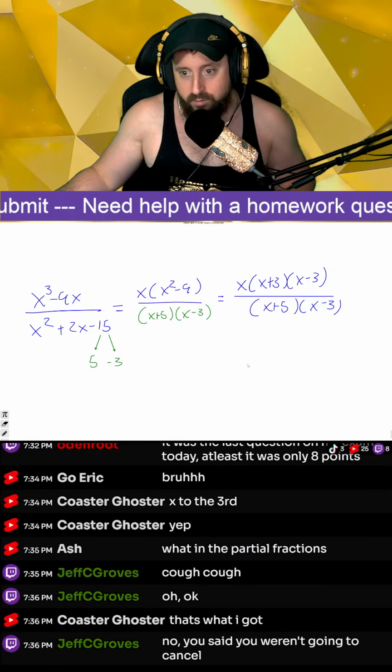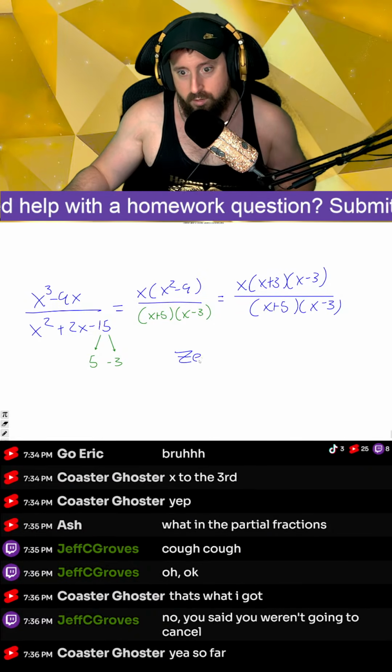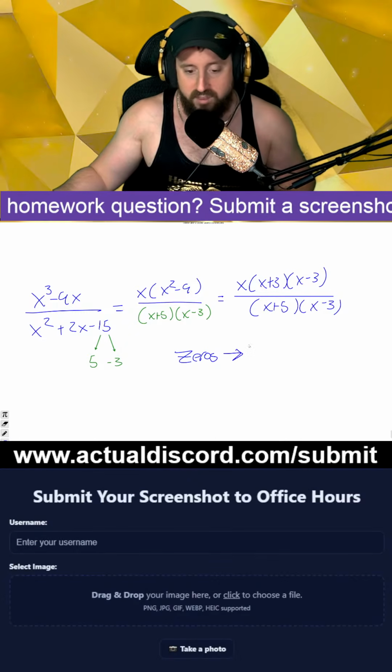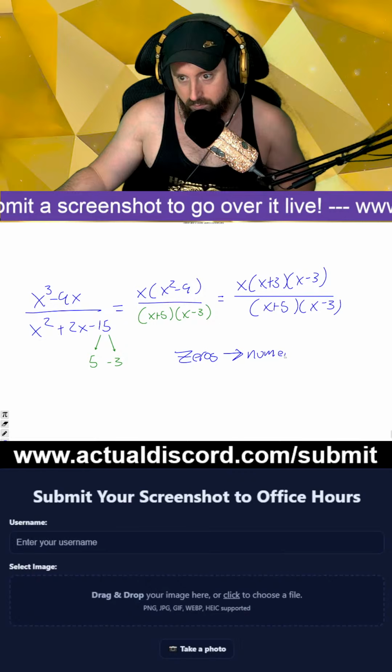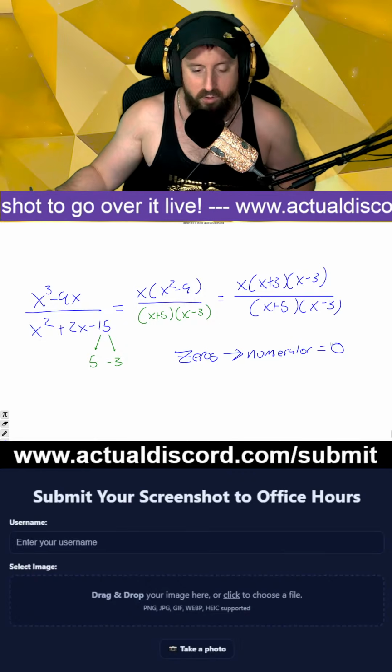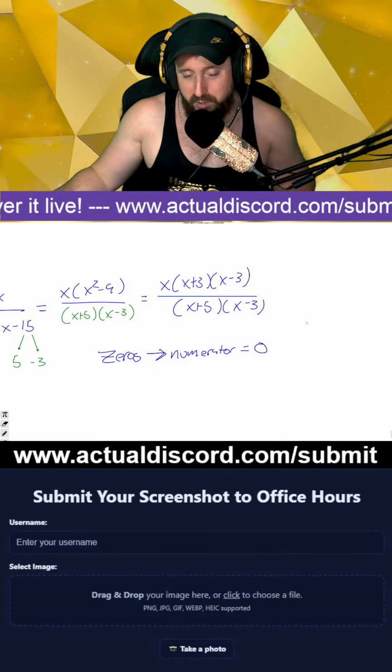Find any zeros. Okay. So zeros, that's where the numerator is equal to 0. But then you also need to make sure the denominator doesn't also equal 0.